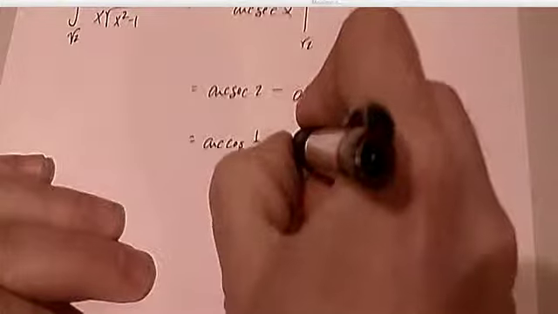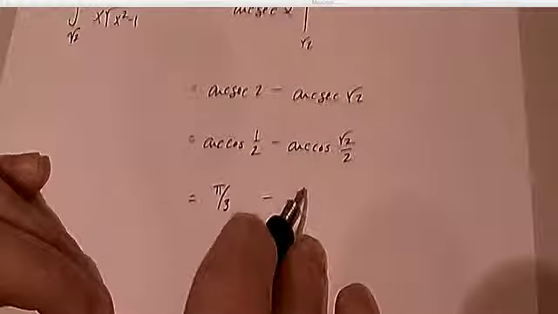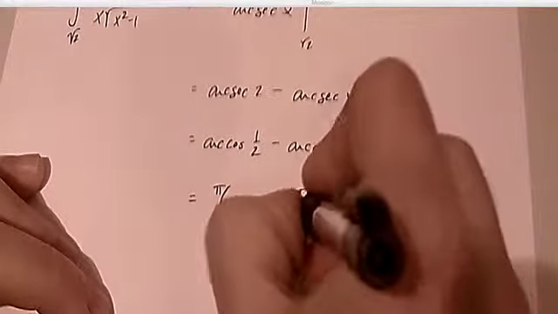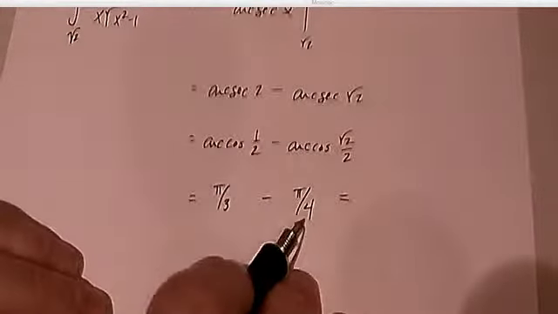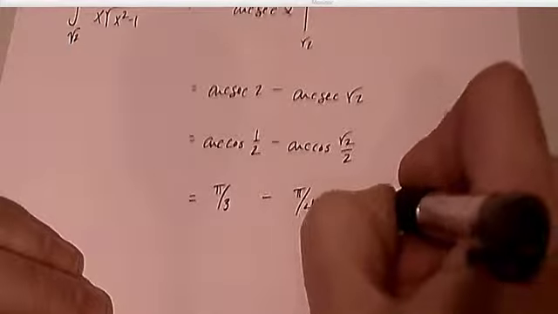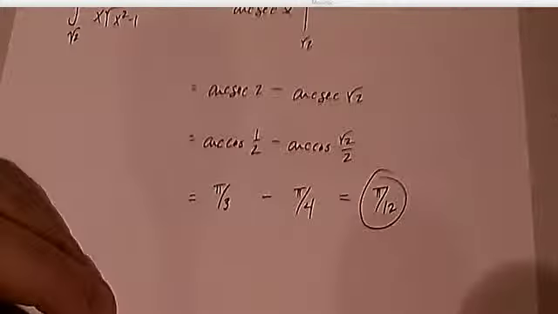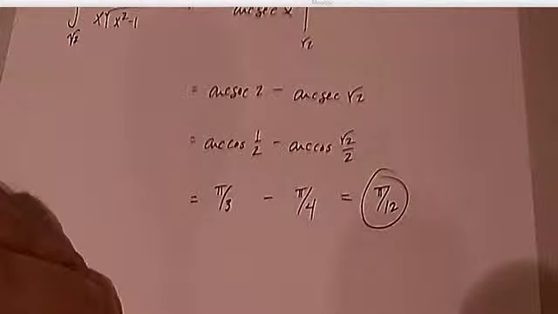If that's arcsecant 2, that's the same thing as arccosine 1/2. And arcsecant root 2 is the same thing as arccosine root 2 over 2. Well, arccosine of 1/2 is what? It's pi over 3. And arccosine of root 2 over 2 is pi over 4. Well, that's 4 pi over 12, and that's 3 pi over 12, the difference of which is simply pi over 12.